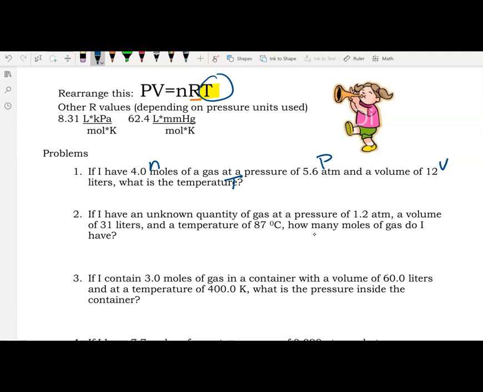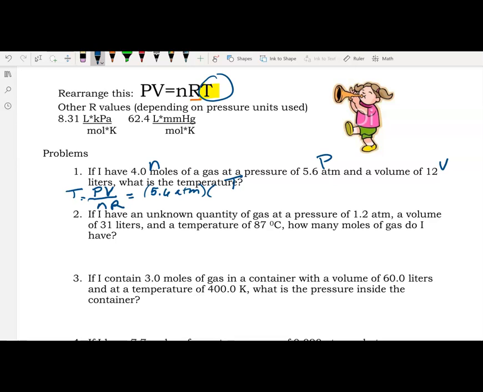Divide both sides by n and R. So T is equal to PV over nR. So now you just plug it in. Where are we going to get the number for R? It's the ideal gas constant. But if I hadn't asked you that, somebody would have asked me that, so I was trying to preempt the question.